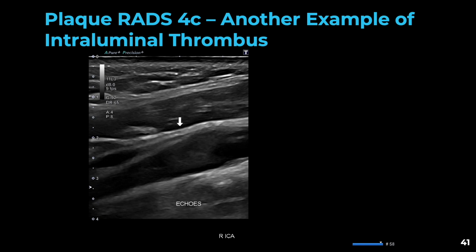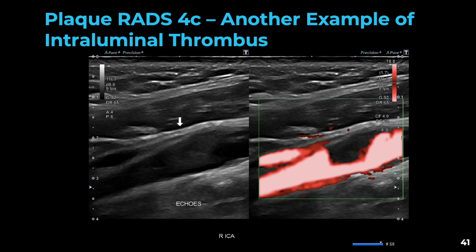And now we'll look at his carotid duplex that was done after his thrombectomy. So this is follow-up imaging. And you can see that there is a hypoechoic plaque present in the right internal carotid artery. It's much better appreciated on power Doppler.